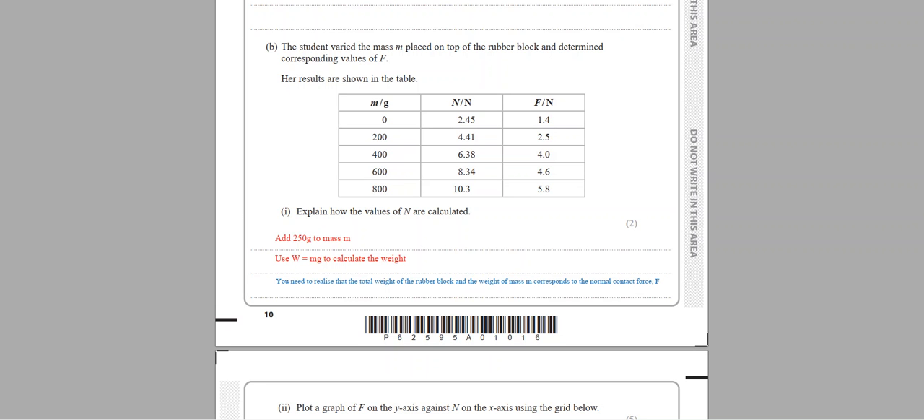You need to realize that the total weight of the rubber block and the weight of mass m corresponds to the normal contact force. This part is the most important part, everybody. So just the weight alone is not equal to the normal contact force. It's the weight as well as the 250 grams.